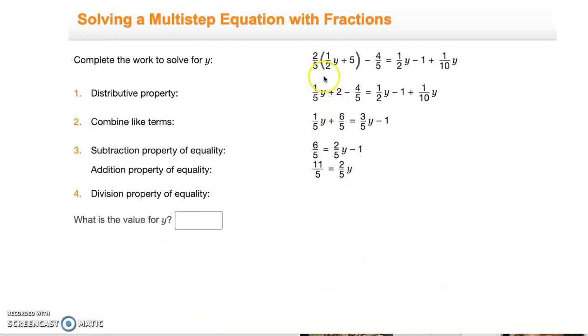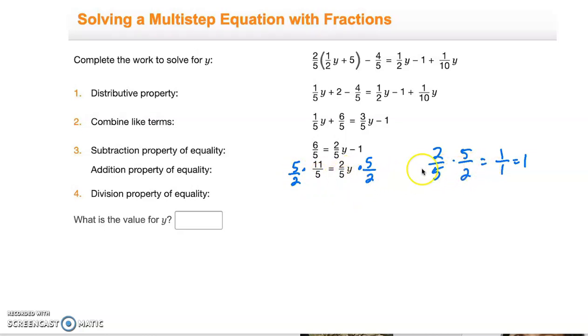Now, you'll see again, we've worked through this. We've combined like terms, and we've got 11/5 equals 2/5 y. Now, when we apply the division property, when you divide fractions, you're actually multiplying by the reciprocal. And so 2/5 times 5 over 2 is equal to 1 over 1, which is equal to 1, which is what we want. We want 1y. So that's why when we divide fractions, we're multiplying by the reciprocal.